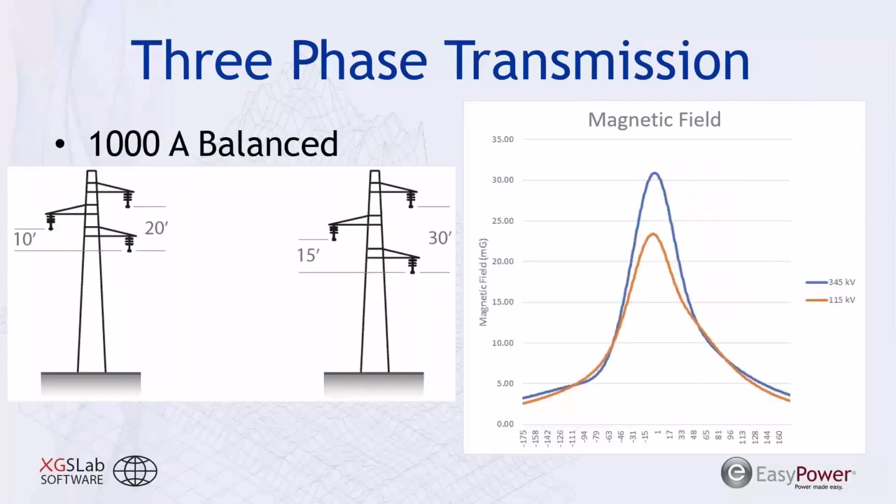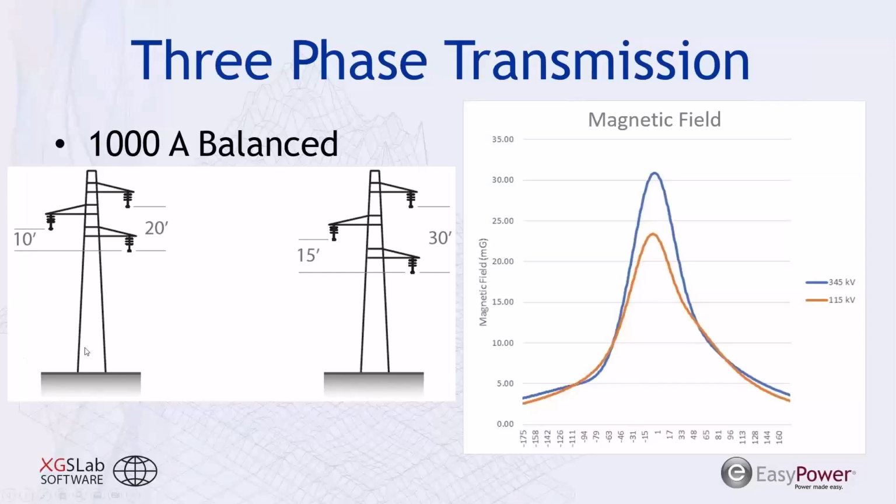And we can see that in this chart. On the right, we have the magnetic field across the right-of-way of a 345 kV line or a 115 kV line. The main difference between these two is just the phase separation. The 345 has more like a 30-foot separation between each phase, while our 115 is separated by 20 feet. Because of this greater phase separation, our nearest phase conductor is going to have a more significant effect on the magnetic field across that right-of-way.